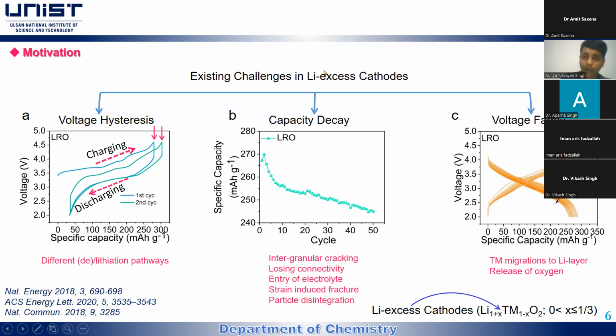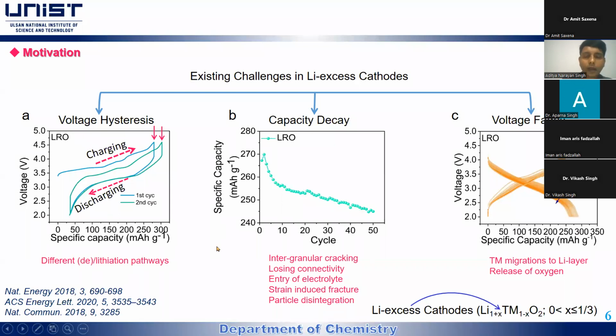But overall, whatever battery we choose, there are three major problems or issues in batteries. The first issue is voltage hysteresis. The second is capacity decay. And the third is voltage fade. These are the major crucial decay issues which battery researchers are struggling with. The first one is voltage hysteresis.